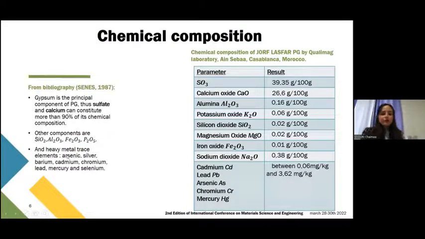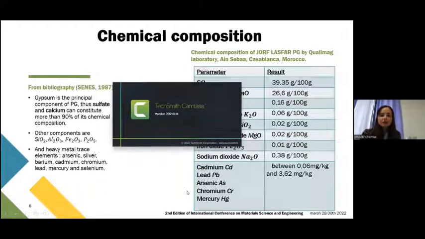From bibliography, these are the components of phosphogypsum. Now we've conducted a chemical analysis of phosphogypsum by Chaimaa Laboratory. And these are our results. Hopefully, heavy metal trace elements are between 0.06 milligram per kilogram and 3.62 milligram per kilogram.